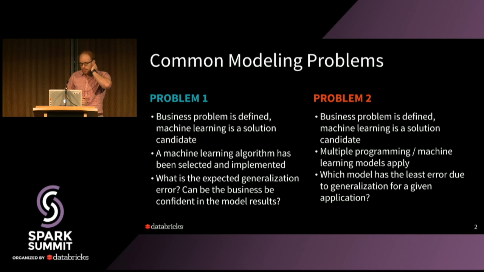So the first problem, and actually the second problem, share the same type of start. So we have a known business problem. We've defined it. We know that machine learning is a candidate solution. And in the first problem, let's say we've selected an algorithm and it's been implemented. And the question we want to answer is, what is the expected generalization error? And how do we go to our business and tell them and give them confidence in these model results? The second business problem is a little bit different. Let's say we've got a few different approaches and we're trying to decide which one to choose. Maybe we want to know which approach has the least amount of error due to generalization.